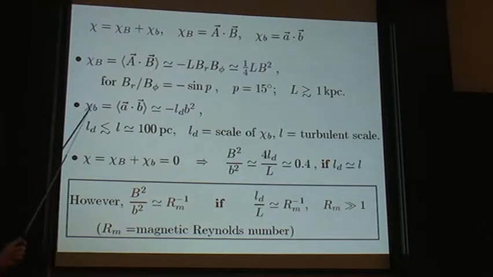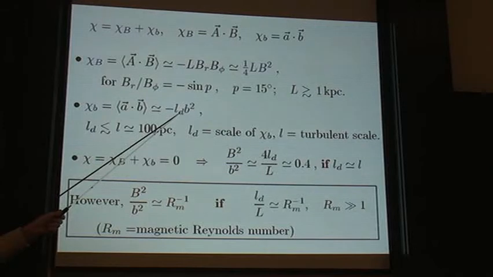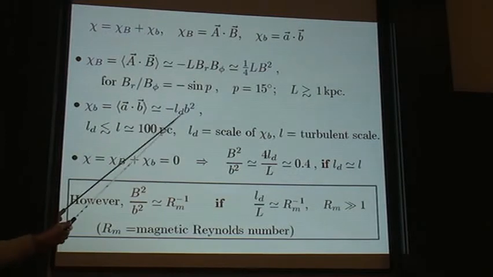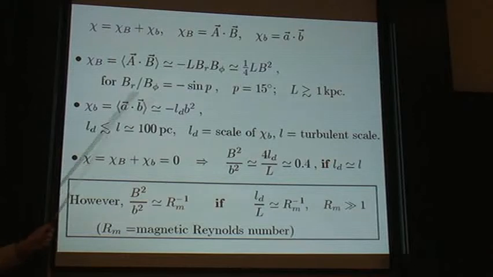I can do the same for the small scale helicity. It's of the order of minus l, the scale of the small scale fields, times b small squared. These scales come from the fact that B is the curl of A, or A is the curl to the power minus 1 of B. Fine. Let's suppose this scale l must be less than the turbulent scale.